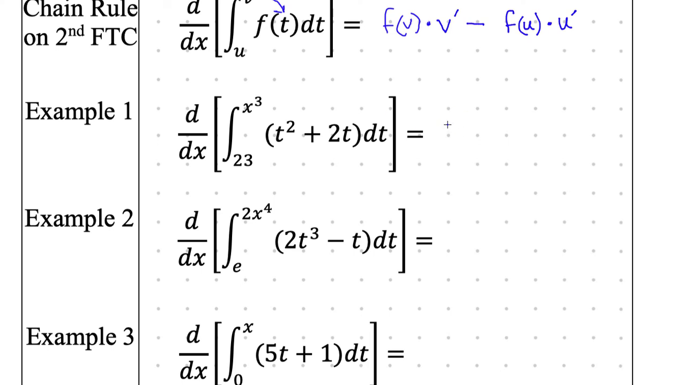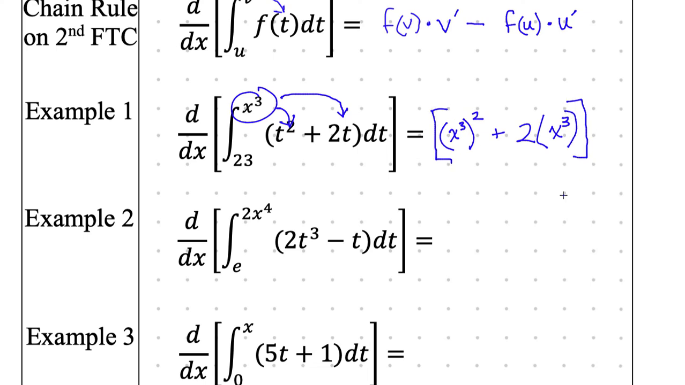What am I going to do? Yeah, that x cubed is being plugged in here and here. So this is now going to be not t squared, but x to the power of 3 quantity squared plus 2, not a t anymore, but x to the power of 3. Okay, let's put parentheses around that. We just plugged in to our function. Now what? All I'm doing is rewriting this formula, but in the place of t, I'm substituting x to the power of 3.